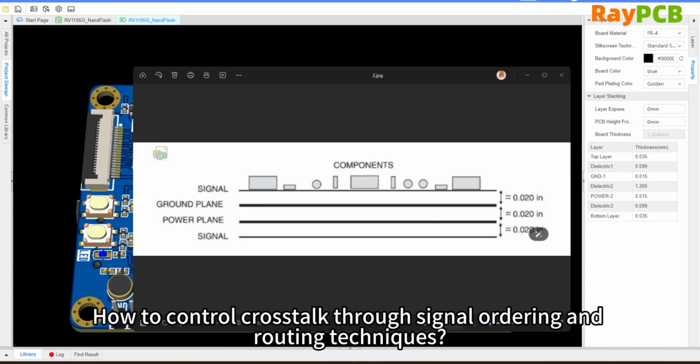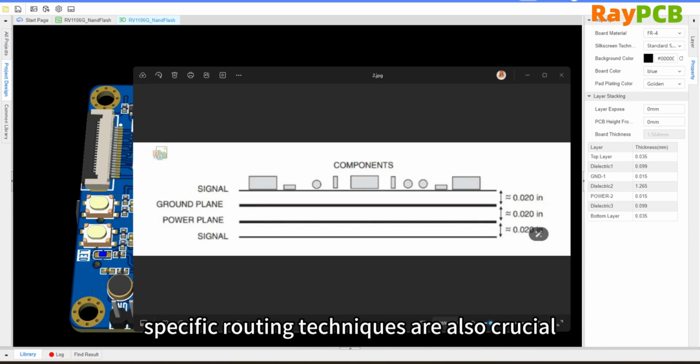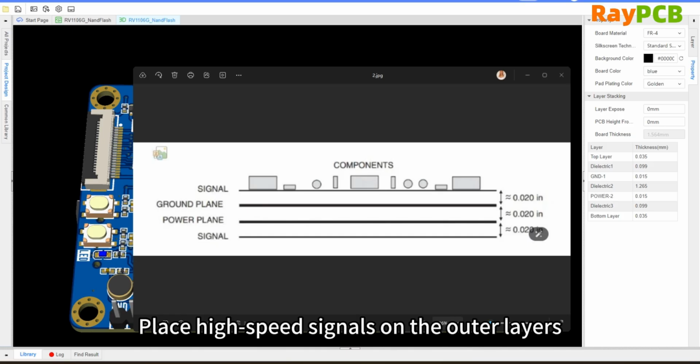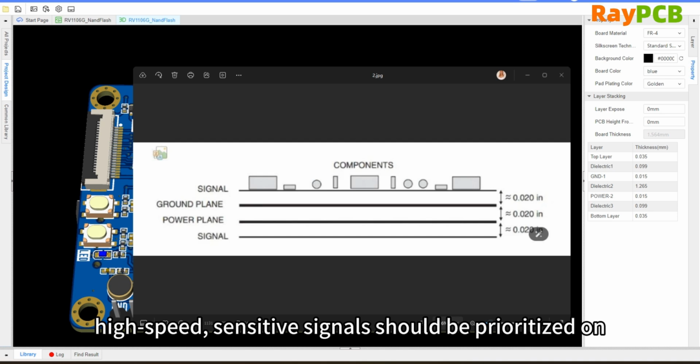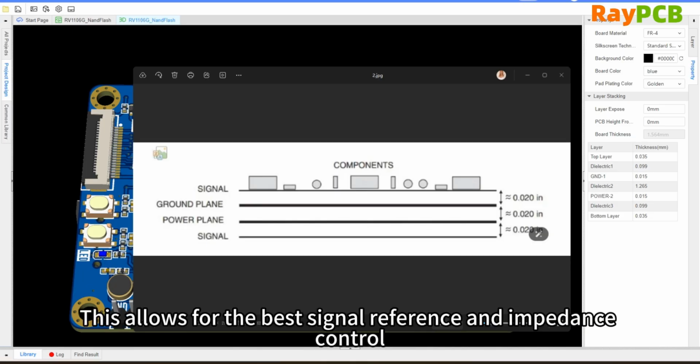How can we control crosstalk through signal ordering and routing techniques? In addition to optimizing the layer stack-up, specific routing techniques are also extremely important. First, you need to order the signals by placing high-speed signals on the outer layers. If only two layers are used for signal routing, you should prioritize placing high-speed sensitive signals on the signal layer that is closest to a solid ground plane, which is the L1 layer. This way, you can achieve the best signal reference and impedance control.